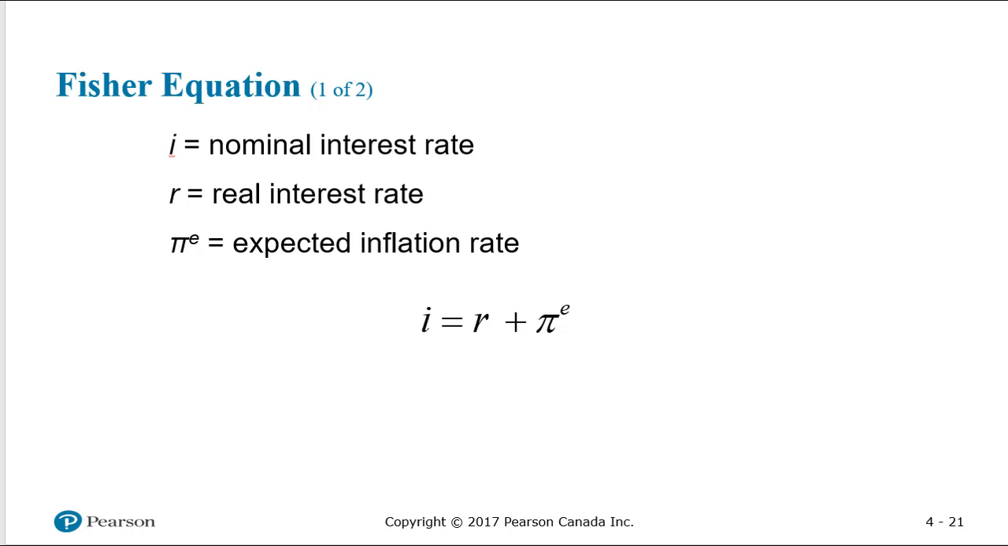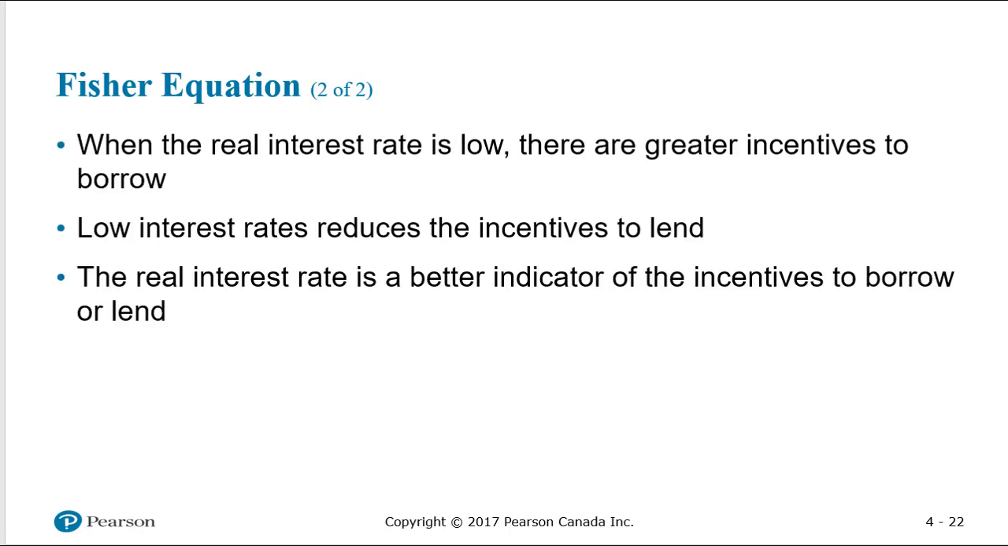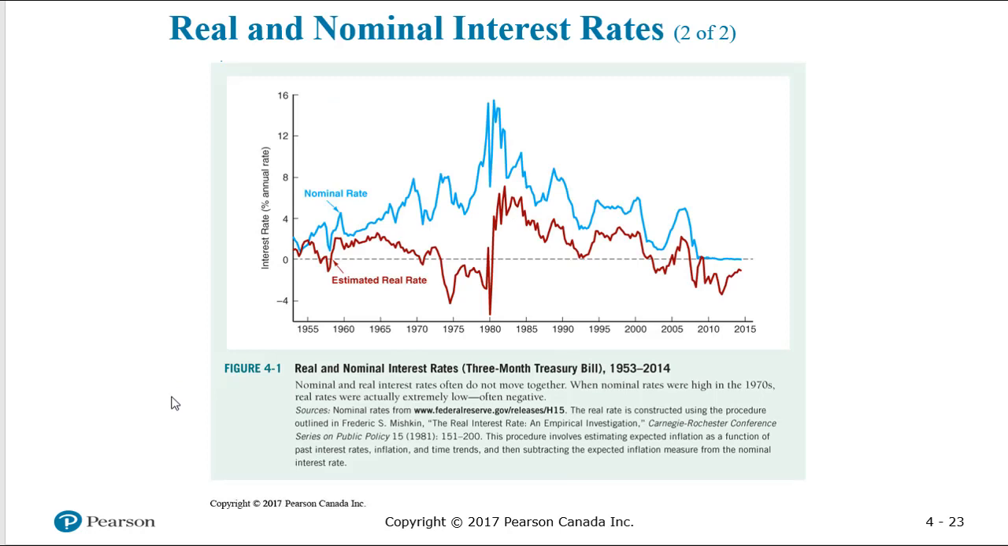Here we just have one slide with the Fisher equation. That's a bit of economics review. It's saying the nominal interest rate equals the real interest rate plus the expected inflation rate. And finally, the last slide talking about the Fisher equation is that when the real interest rate is low, there are greater incentives to borrow. That's true, and we've been in a low interest rate situation for the last several years. Low interest rates reduce the incentives to lend, and the real interest rate is a better indicator of the incentives to borrow or lend.